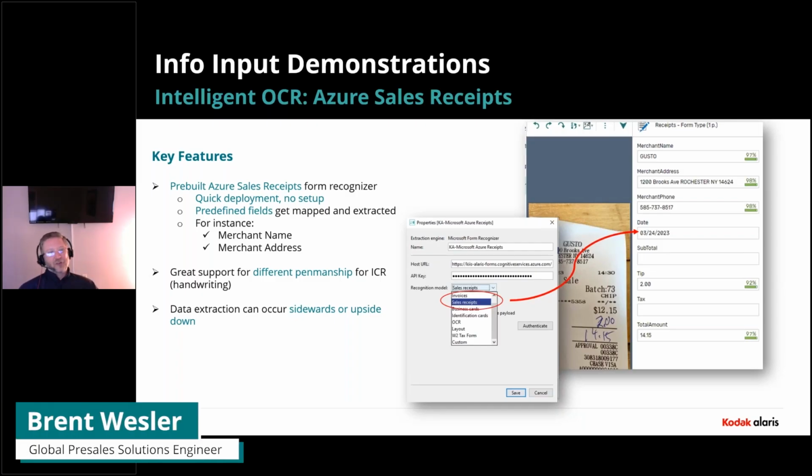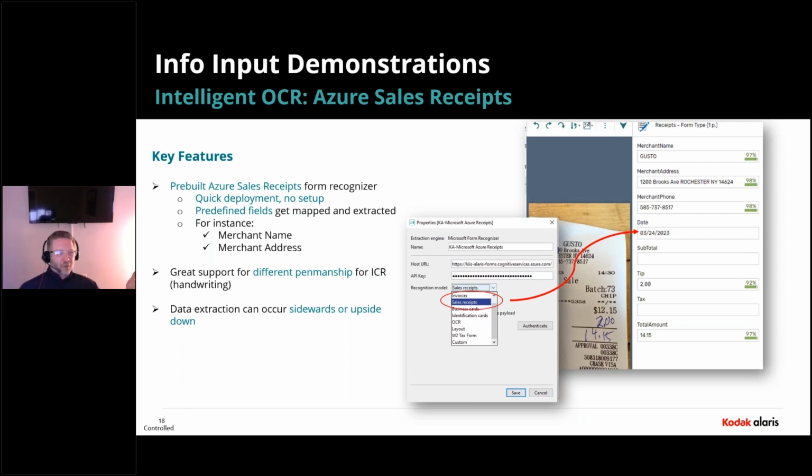So this is actually using some receipts. I go to Rochester, where our corporate headquarters are, and I always grab a couple of receipts from that. Now, what happens here is what we call a pre-built connector.